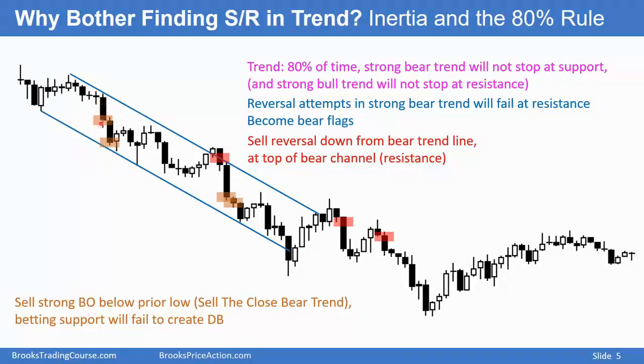Traders will also sell strong bear trend bars closing below prior lows, betting that the breakout will have follow-through selling. We have a strong bear breakout below this low, and then the next bar is a bear bar as well. So they'll sell that, betting that the bear trend will continue down. They'll bet that the support of the prior low will fail.